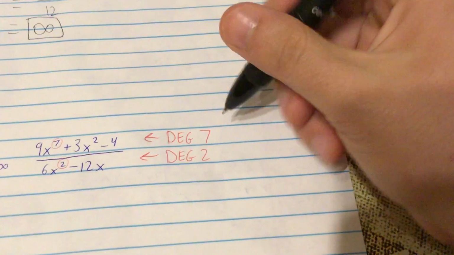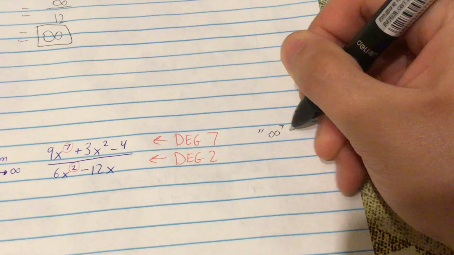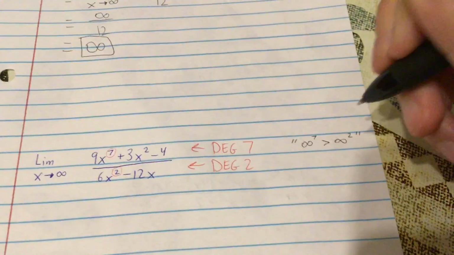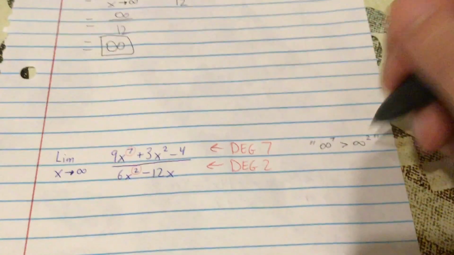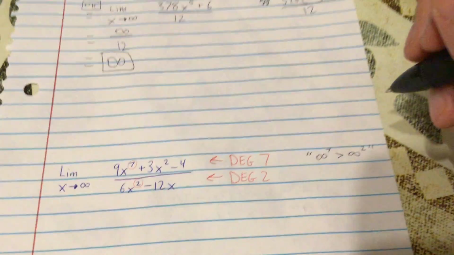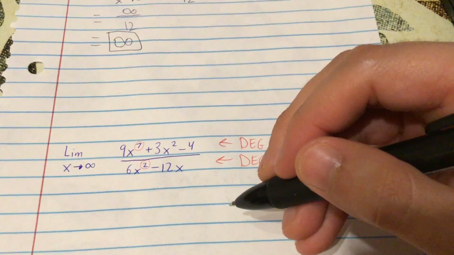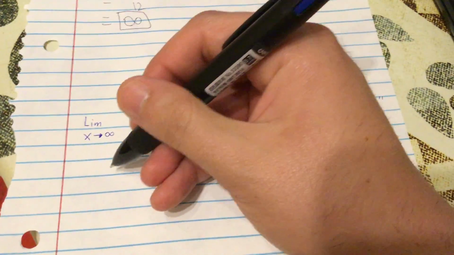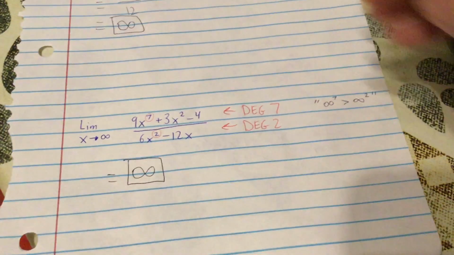I'm going to put this in quotes: infinity to the 7th power is greater than infinity squared. Even though it's not formal calculus lingo, if that makes sense to you, be my guest. Because if the numerator has a higher degree than the denominator, then the end behavior as x goes to infinity is infinity. Y wants to go to infinity if the numerator beats the denominator in the race.